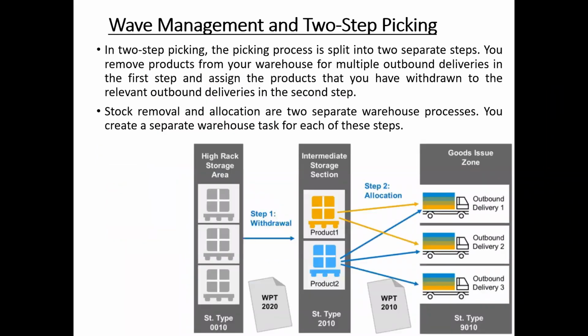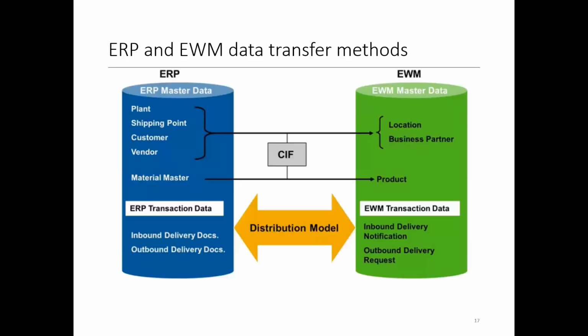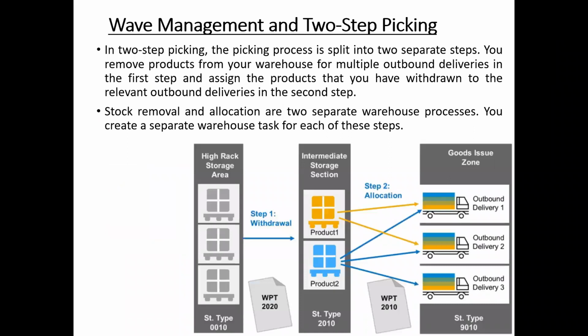Okay, then we have wave management and two-step picking. Instead of picking the individual deliveries, we club the deliveries and pick them together. For example, if two deliveries are going in the same truck, then why should we pick the individual deliveries separately? We club the deliveries and we do the combined picking. That will be in the wave management.